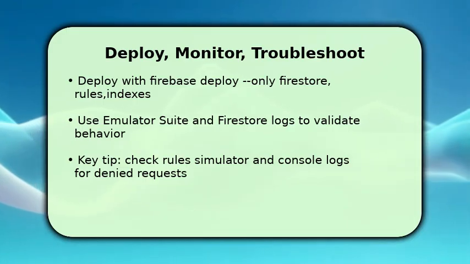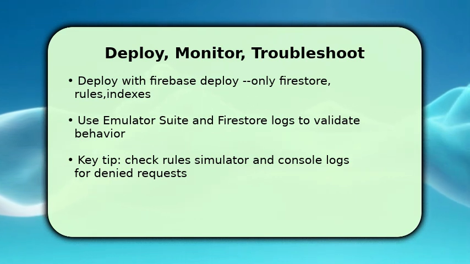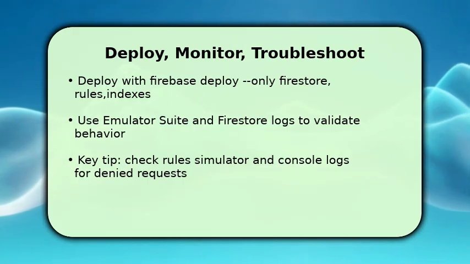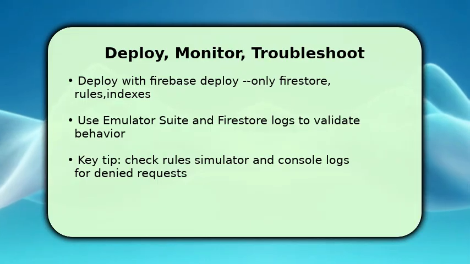If something breaks, use the rules simulator and the emulator to reproduce issues locally, then inspect denied request logs to see which rule blocked access. Make sure index errors show up in console and create missing indexes. That fixes most query failures quickly.